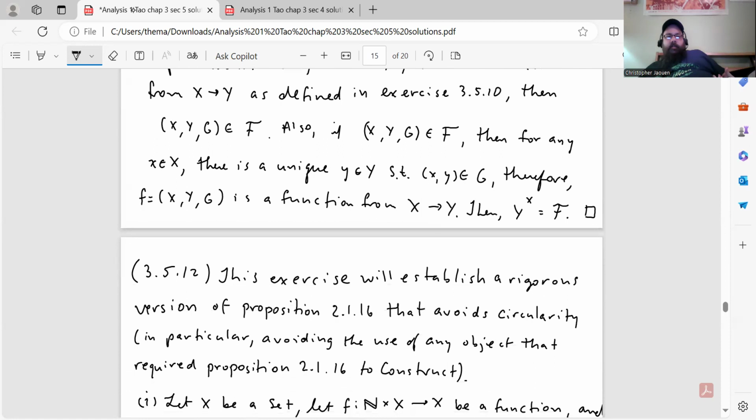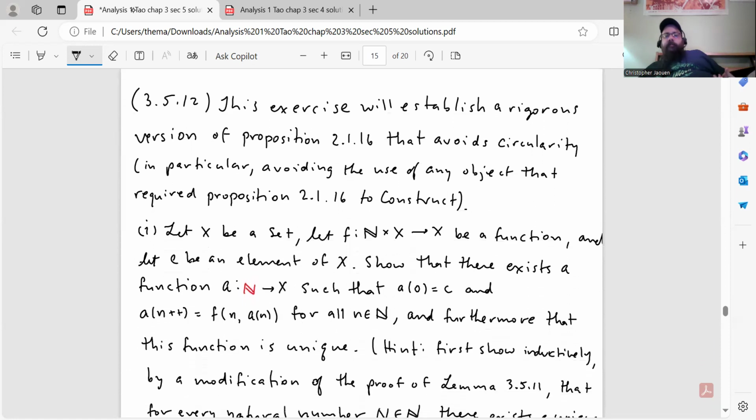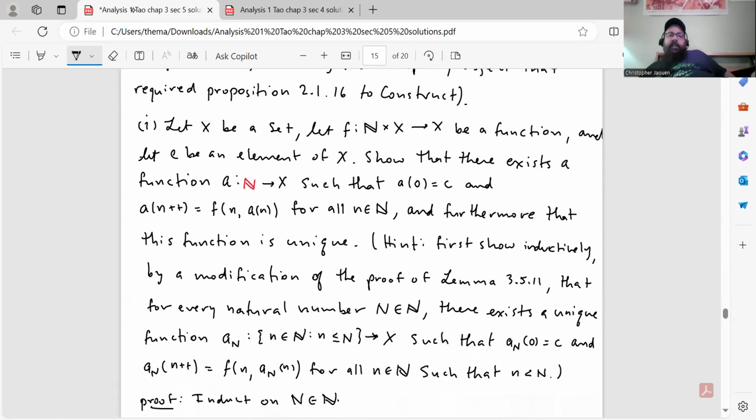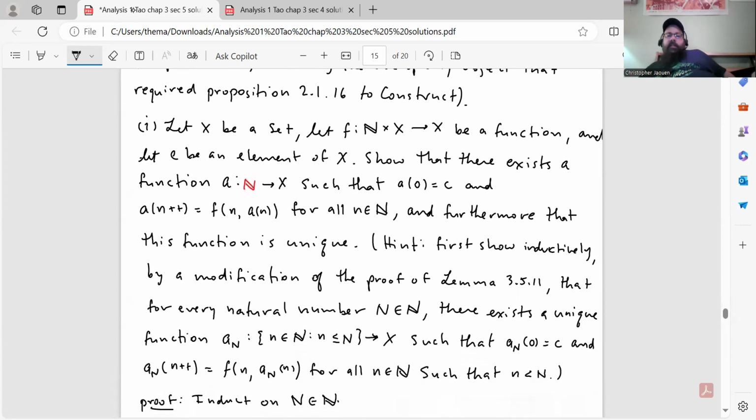All right, going on to 3.5.12. There were some problems with it because there are some typos, but let me read through it first. Exercise 3.5.12 says this exercise will establish a rigorous version of Proposition 2.1.16 that avoids circularity, in particular avoiding the use of any object that required Proposition 2.1.16 to construct. So part 1 of the question says this: let X be a set, let f from N times X (the Cartesian product of N with X) to X be a function, and let c be an element of X.